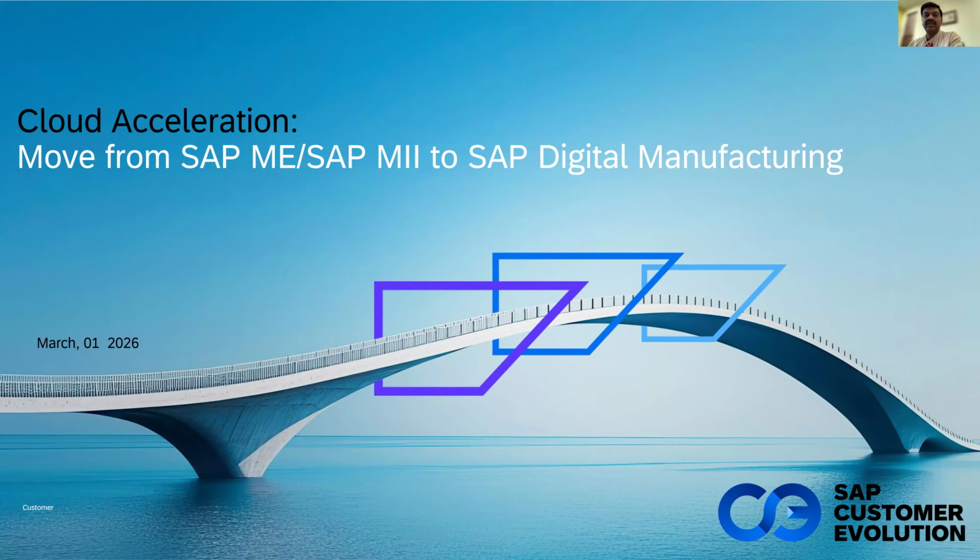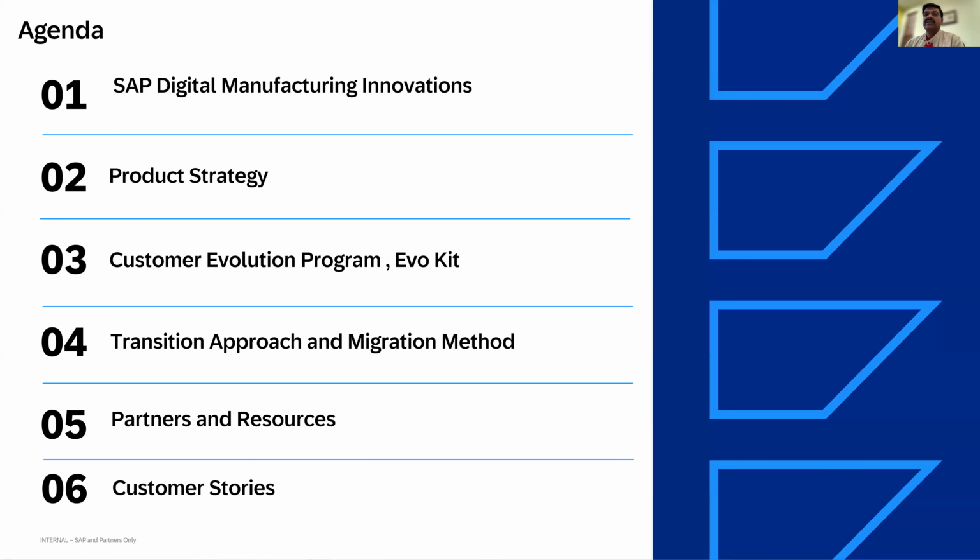Today we will be talking about Cloud Acceleration Program, or how our customer can move from SAP ME, MII to digital manufacturing. So the topics which we wanted to cover are here. There are six broad topics: SAP manufacturing innovations, what SAP is doing on this side with the customer adoption and product strategy. And there is some update on customer evolution program and EvoKit, through which we support our customer. And then there are transition approach and migration method available for the customers, and what are the partners and resources available, then some of the example stories.